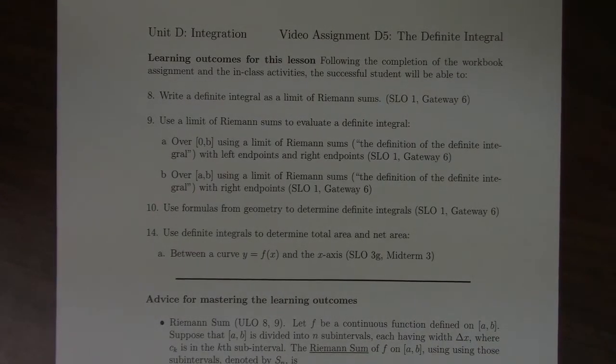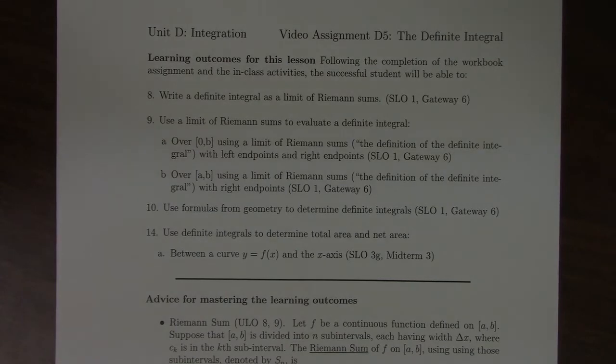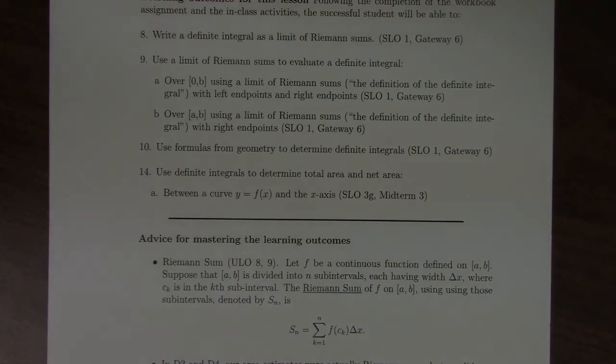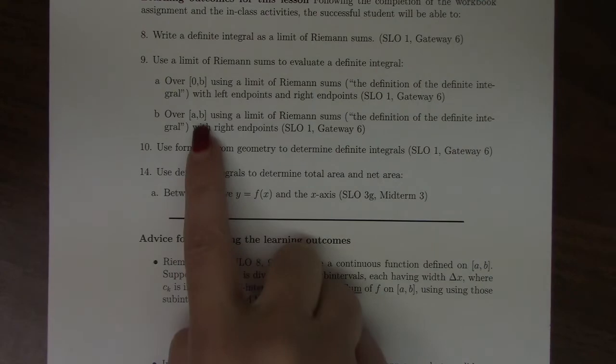So in tonight's lesson, we're going to talk about the definite integral. So the first thing that we need to know that we're going to be able to do at the end of this lesson is we want to be able to write the definite integral as the limit of Riemann sums. Then we need to be able to use the limit of Riemann sums to evaluate a definite integral over a closed interval starting from 0, and then over an arbitrary interval from a to b.